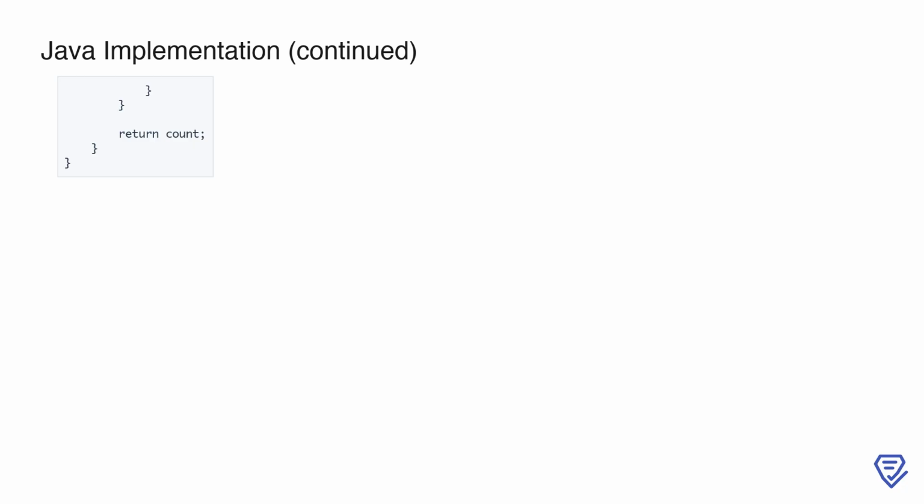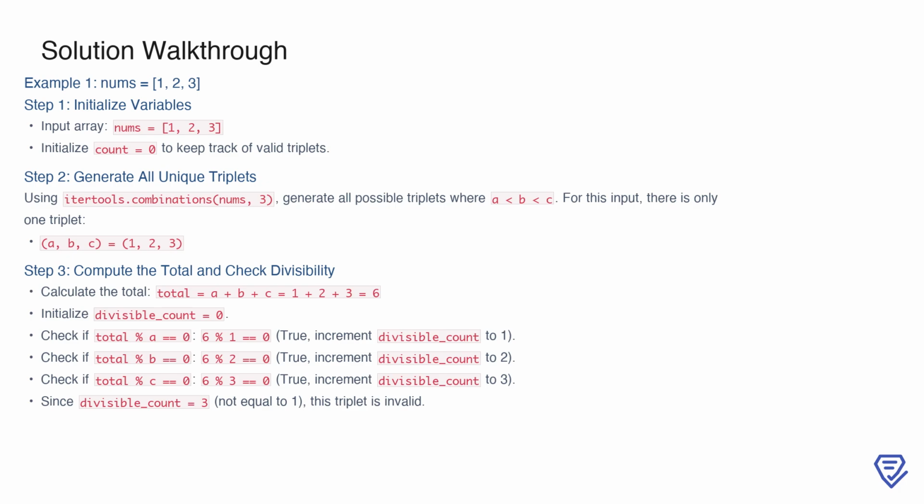This implementation ensures that every possible triplet is checked, and the conditions are accurately applied to determine whether the triplet satisfies the requirements. In this example, we are given the input array nums equals 1, 2, 3. We start by initializing a variable count to 0, which will keep track of the number of valid triplets. Next, we generate all unique triplets from the array using combinations, ensuring that the triplets are in the form A, B, C, or A less than B less than C. For this input, there's only one possible triplet, 1, 2, 3.